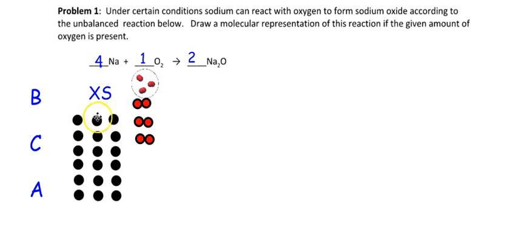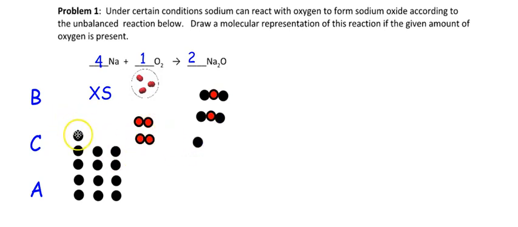So now what do we do? Well, I'm going to start making some sodium oxide. So to make sodium oxide, I need 2 sodiums and 1 oxygen, all right? So now I'm going to use 2 sodiums and 1 oxygen. And I'm going to keep doing this until something runs out, all right? Well, I'm going to use some of these over here. So let me use 2 sodiums and 1 oxygen. And then I'm going to take 2 more sodiums and 1 more oxygen.